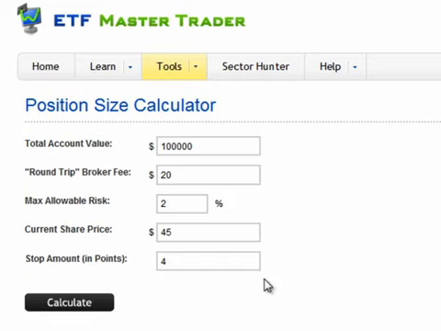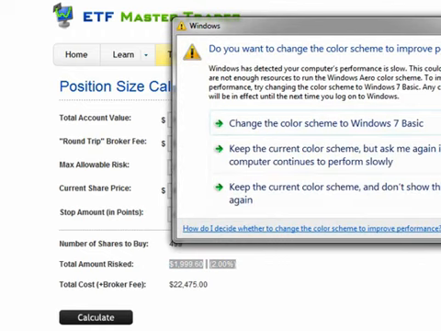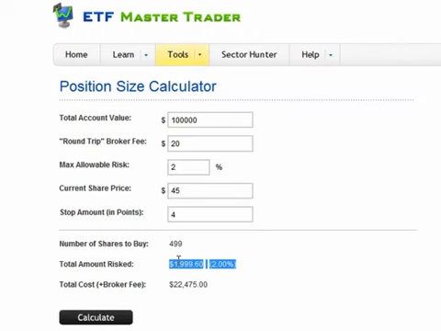Now, in order to figure out how many shares we can buy, we simply click calculate, and this will tell us that we can buy 499 shares at $45 with a $4 stop loss. If we get stopped out, we're only going to lose 2%, and it gives us our exact cost of the trade right here.